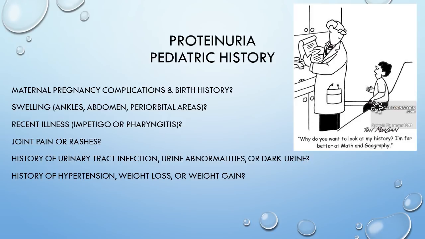Do they have a history of hypertension? Have they lost weight or gained weight recently? So weight gain may be due to edema, to their body holding on more fluid than it normally would. Weight loss may be a sign of some other disease process, right? So could there be some sort of a tumor or other process? Is there any family history of renal disease? Any family history or personal history of diabetes?